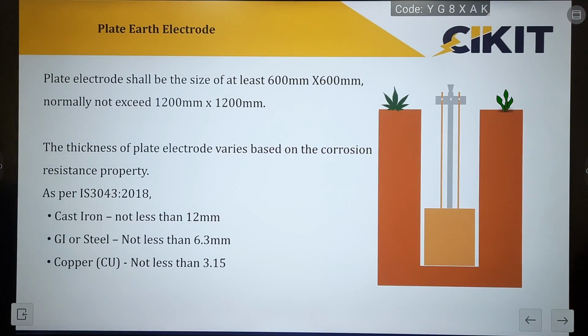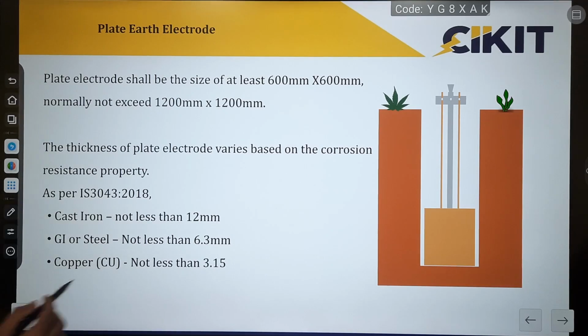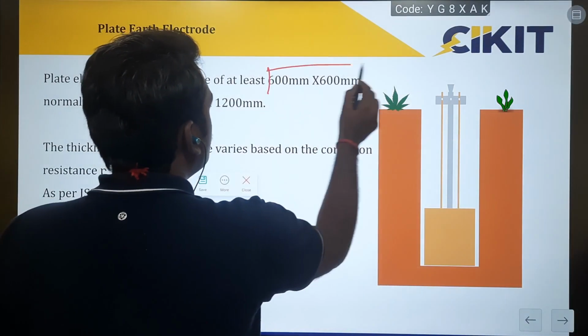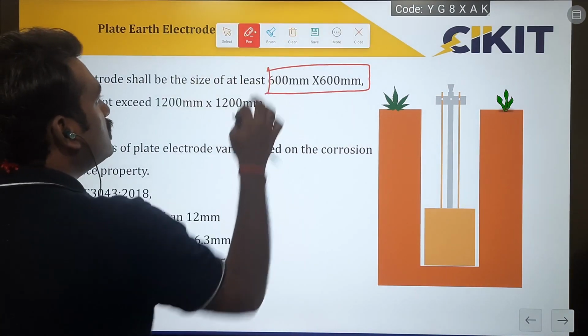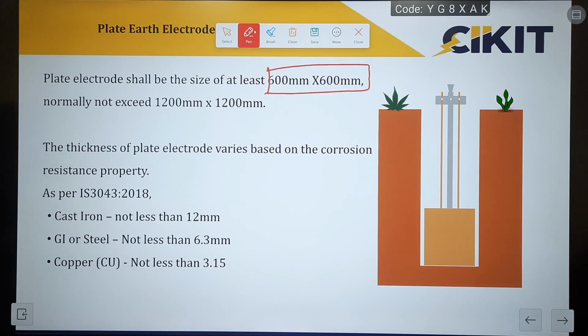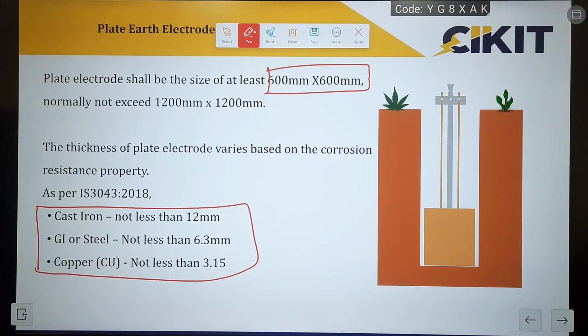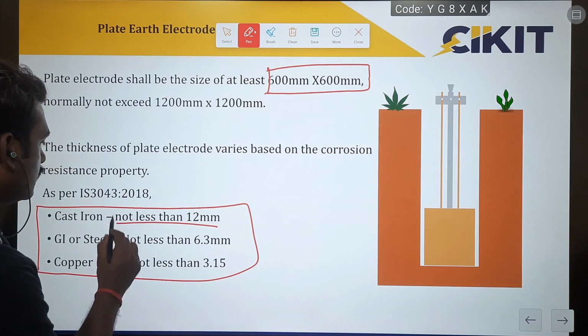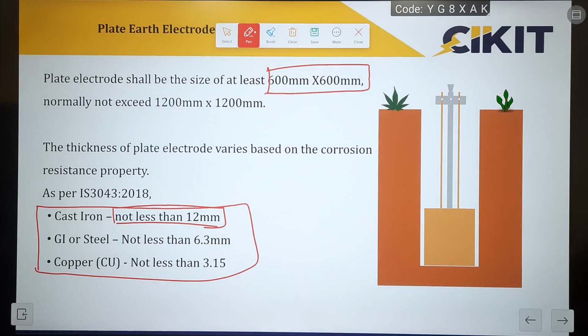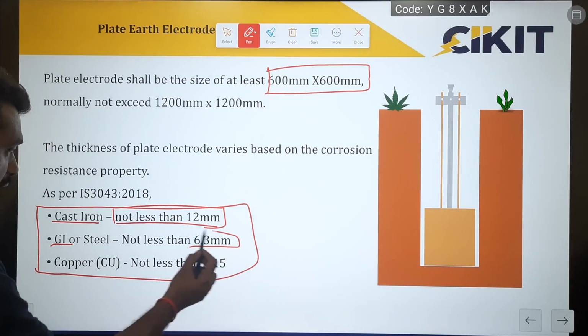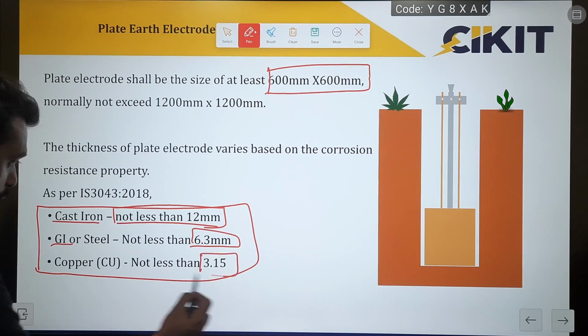If you take the plate earthing electrode as an example, the standard has provided the minimum dimension as 600 mm by 600 mm, and has not provided any regulation on the thickness, because for a plate earth electrode the dissipation depends upon the surface area. The standard has explained the dimensions for three different materials. The surface area is common for all three materials, whereas the thickness is different. The standard has considered a thickness of 12 mm for cast iron, for GI the thickness is only 6.3 mm, whereas for copper it is only 3.15 mm.